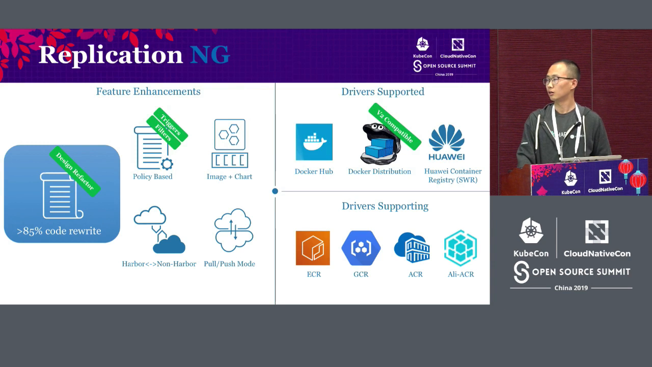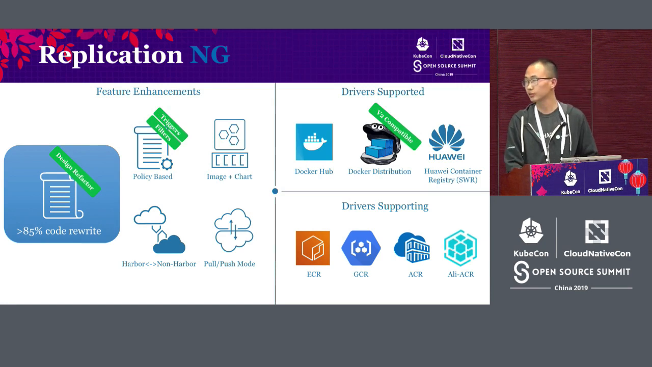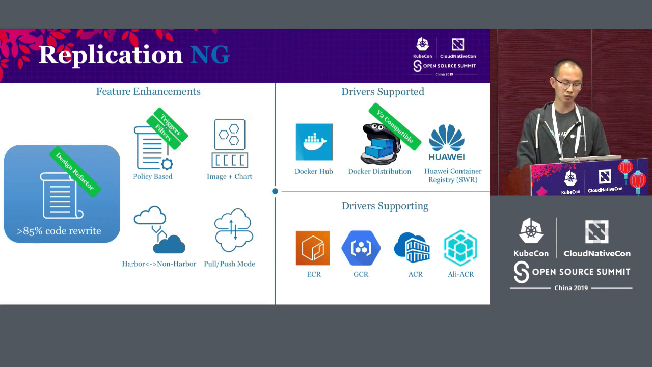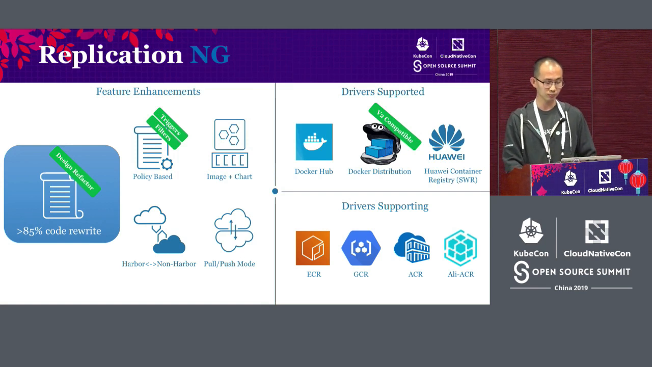And the third thing is that in the past, we only allowed Harbor instances to be synchronized, but now we support synchronization between Harbor and non-Harbor repositories. And now we have implemented three drivers: Docker Hub, Docker registry, and the third one is the Huawei registry. Docker registry is fully compatible, an implementation of the Docker v2 API. So if a repository uses this API, they can use this driver to replicate.